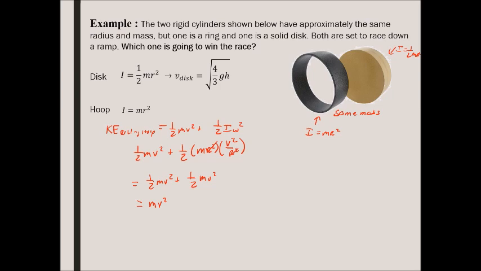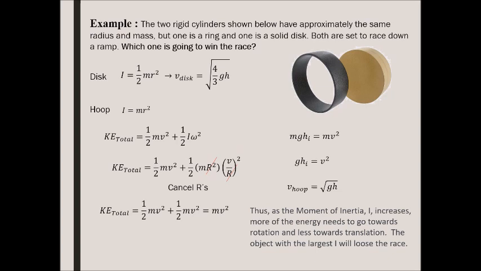Then I can do the energy balance. So energy initial plus work is equal to energy final. Again, that work goes to 0. So we get mgh is equal to, now it's just mv squared. It feels kind of weird to write it without the 1/2, but that means the velocity for my hoop is equal to the square root of gh. So what does that mean?